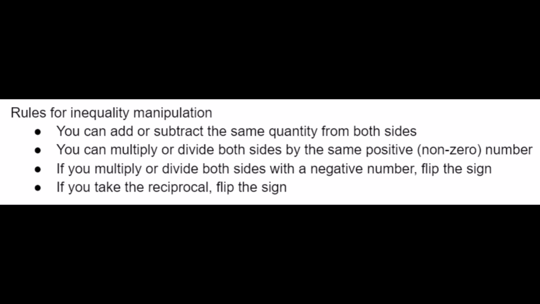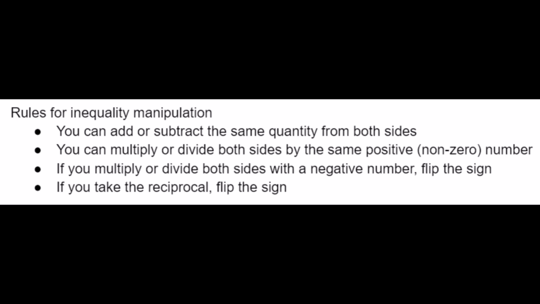In an inequality, you can add or subtract the same quantity from both sides, just like in an equation, without changing the truth of the statement. The quantity does not have to be known. For example, if you have x plus 3 is greater than 8, you can subtract 3 from both sides to say x is greater than 5.